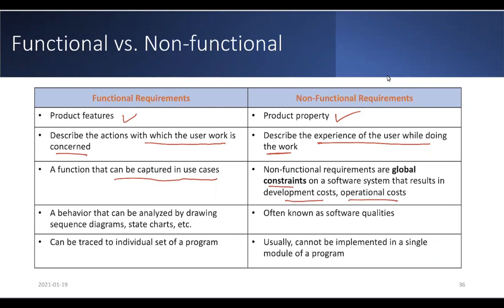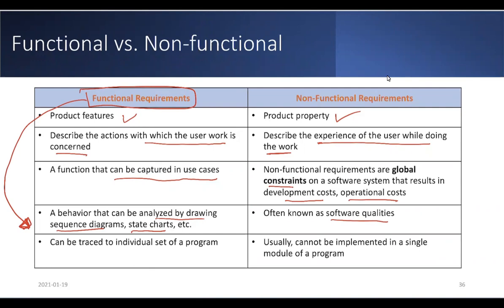Functional requirement is concerned with the functionality of the system, in which we focus on the behavior that could be analyzed by simply drawing sequence diagrams, state diagrams, or state charts. However, when it comes to non-functional requirements, we are often talking about software qualities. So functional requirements are easy to model or analyze using modeling techniques, while non-functional requirements are hard to model. We just refer to software qualities or measures that we need to clearly address in a specification document.